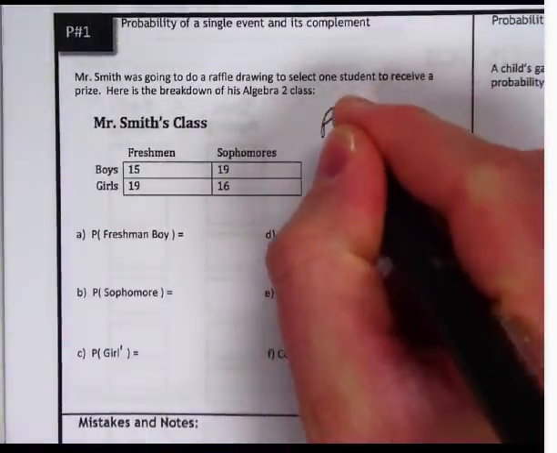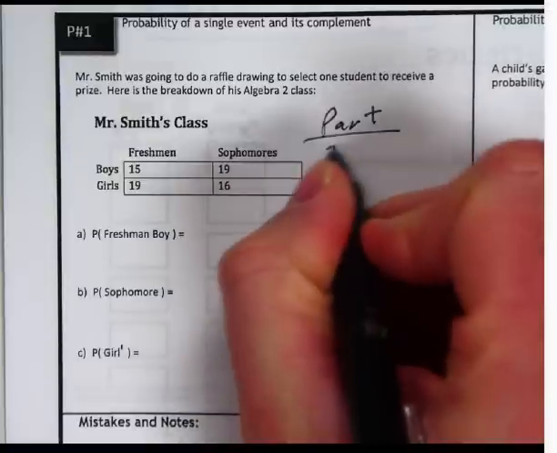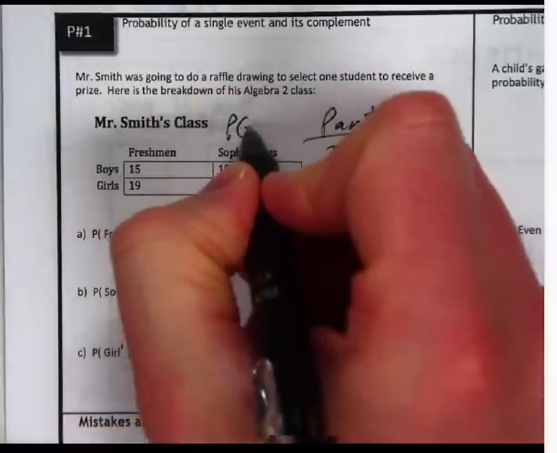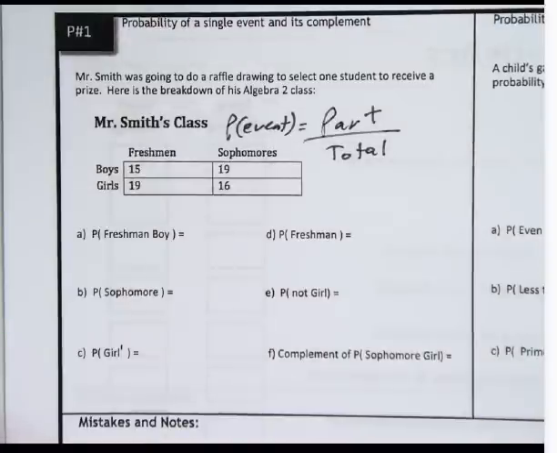So we're going to be looking at taking a part that is a win or a success over the total number of draws or choices that we could possibly have. So if I'm looking at the probability of any event, that's what I'm looking to find, that fraction where I have part over total. Now another word that's going to come up in here is the word complement.